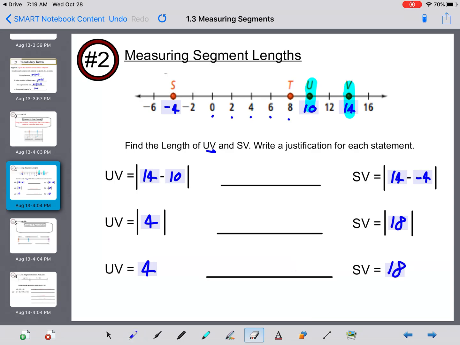Now, in geometry, you're going to have to write justifications when you're proving and solving different questions. So your justification for your first step is the definition of distance. The first point minus the second point. Simply from line 1 to line 2, we subtracted 14 minus 10, 14 minus negative 4. And lastly, we found the absolute value.